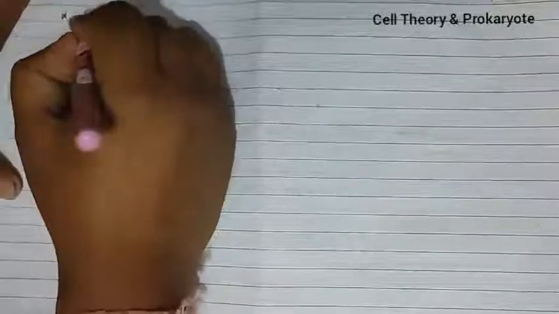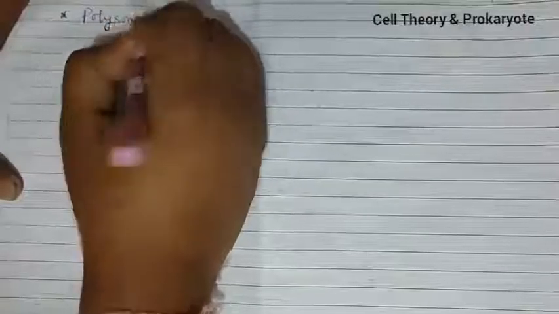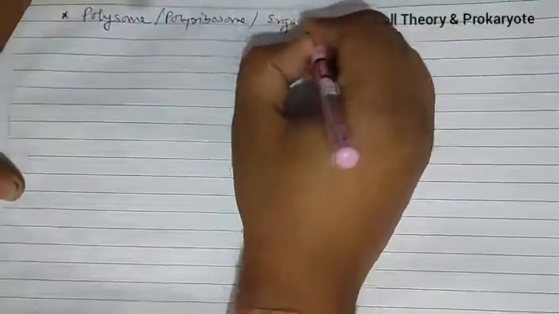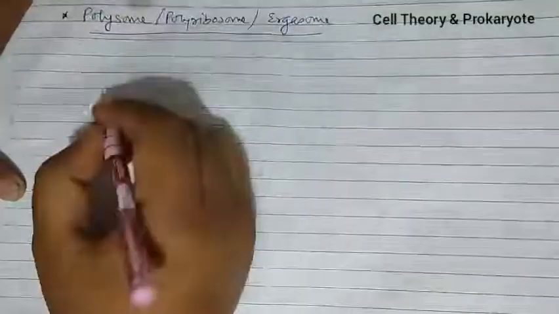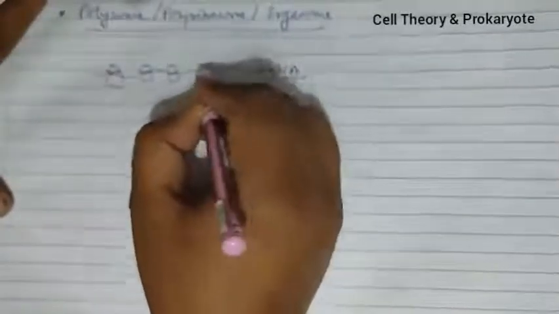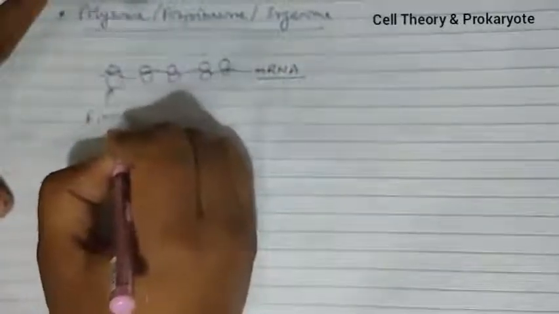Next we talk about a structure that is known as polysome, or polyribosome, or ergasome. Now in polysome, what happens is there is one mRNA or messenger RNA, and over it several ribosomes are attached, then it is known as polyribosome.